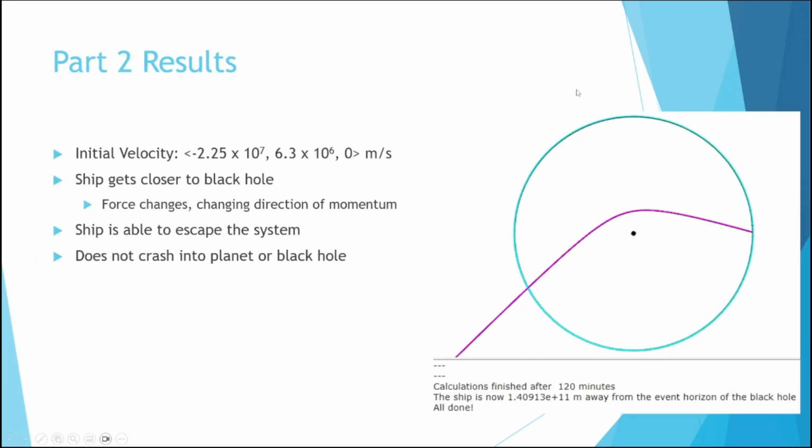The results of this part of the lab showed that the initial velocity of the spaceship to escape the system without colliding was negative 2.25 times 10 to the 7th meters per second in the x direction and 6.3 times 10 to the 6th meters per second in the y direction, and it escaped along this path right here. We found that as the ship gets closer to the black hole, the force kept changing, which changed the direction of the momentum, as seen by its curving motion right here, but the ship was able to escape the system and did not crash into the planet or the black hole at this initial velocity.